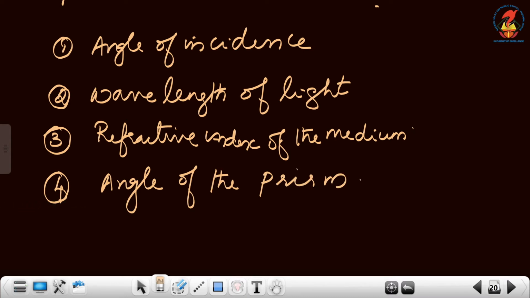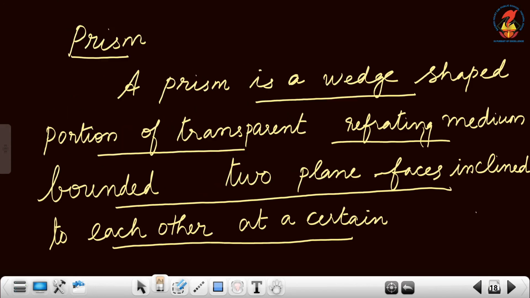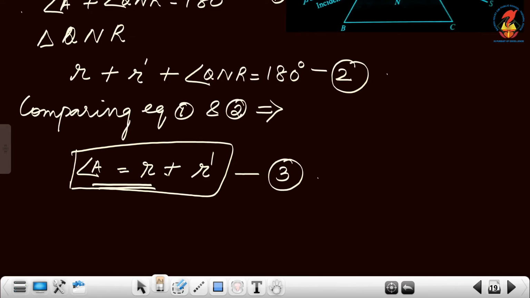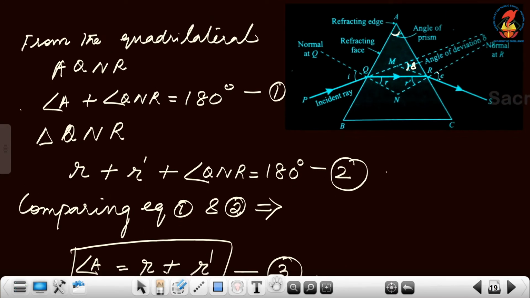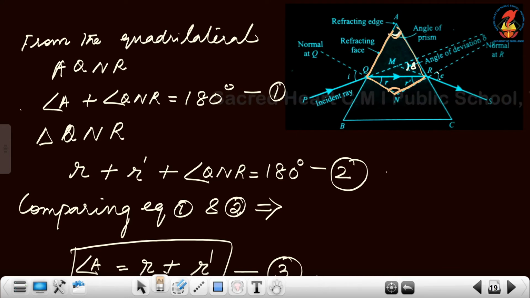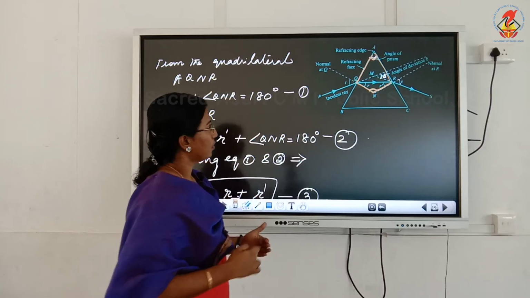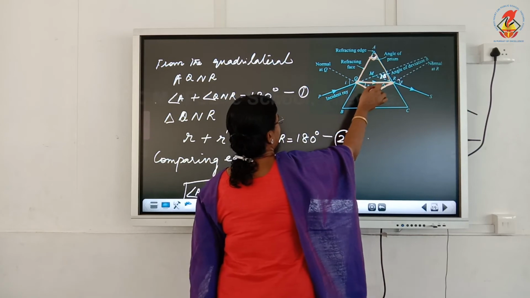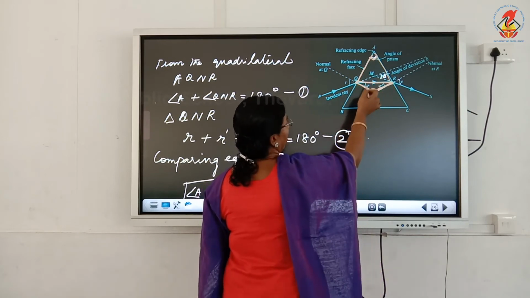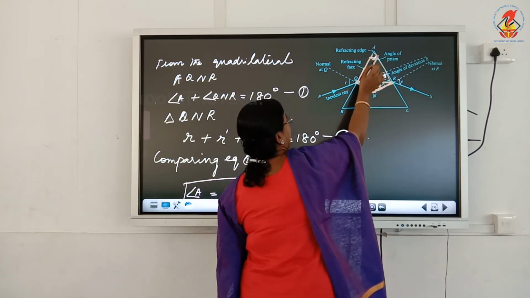So let us just rewind what all steps we used. First, we considered the quadrilateral AQNR, and from there we wrote angle A plus angle QNR is equal to 180 degrees, opposite angles. Then we took the triangle QRN, and we compared and we got R plus R dash is equal to angle A.